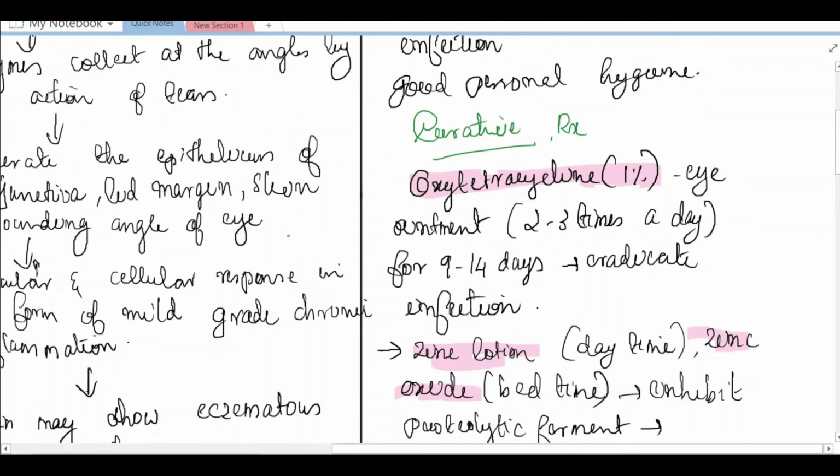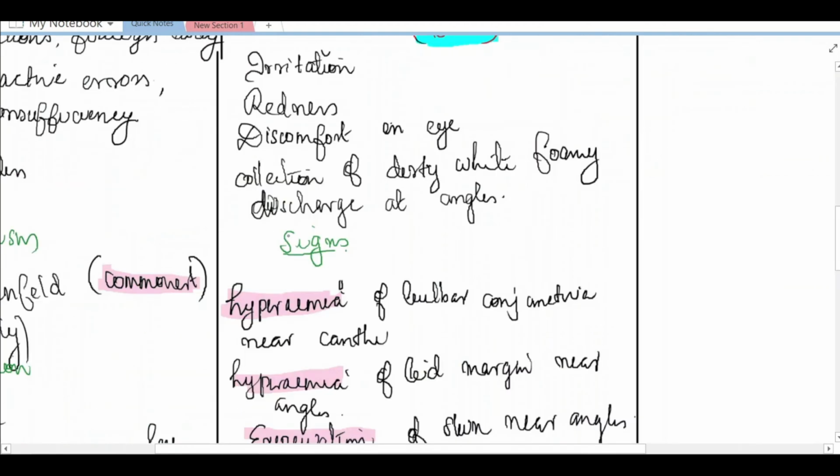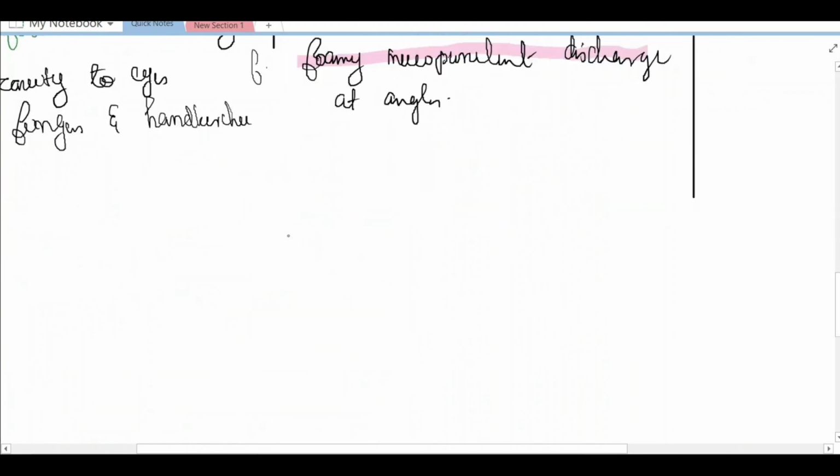In curative treatment, oxytetracycline 1% eye ointment is used 2 to 3 times a day for 9 to 14 days, and this eradicates the infection. Second, zinc lotion is used during the daytime and zinc oxide during bedtime, which will inhibit the proteolytic ferment and reduce the maceration.